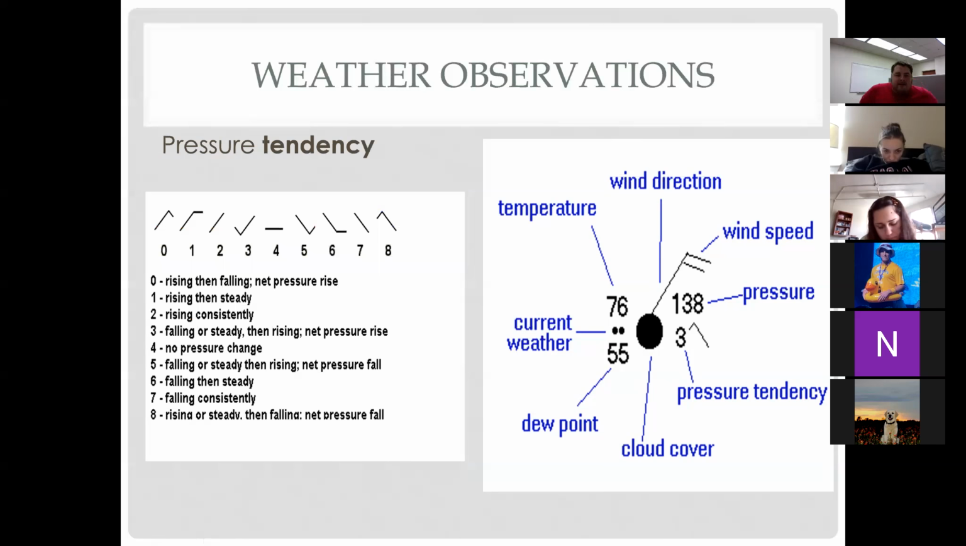And then we didn't talk about this as much whenever we discussed station plots before, but this is the pressure tendency. Whichever direction it's pointing, whether it's up or down or constant, this and the number can be decoded right here. So this shows us whether pressure is rising or falling, and whether it's falling steadily, falling constantly, rising steadily, or rising constantly. And then 4, here the dash, that means there's no pressure change. So this is showing the direction that the pressure is going, whether down or up.